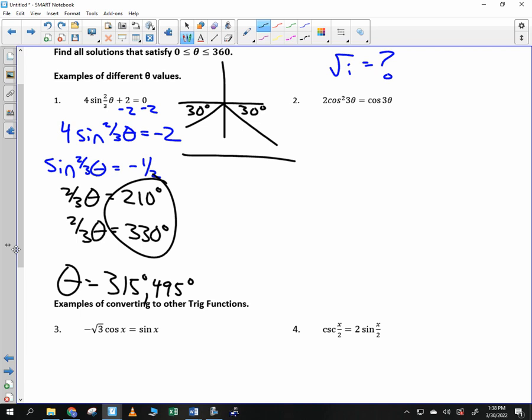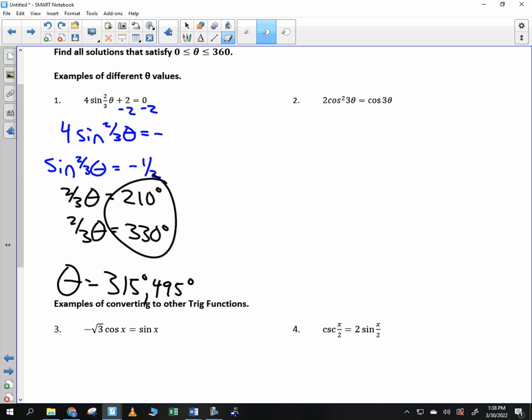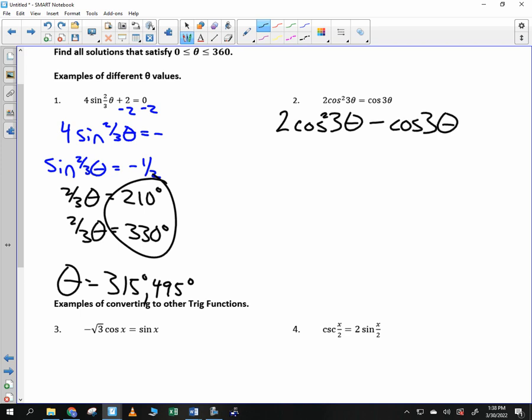Okay. All right. The next one. I have cosines on both sides. What do you want to do? Excellent. Before I take out a cosine, what do you want to do? Move it over. 2 cosine squared of 3 theta minus the cosine of 3 theta is equal to 0. Now what? Factor out a cosine. So cosine of 3 theta times what's left? 2 cosine of 3 theta minus 1.